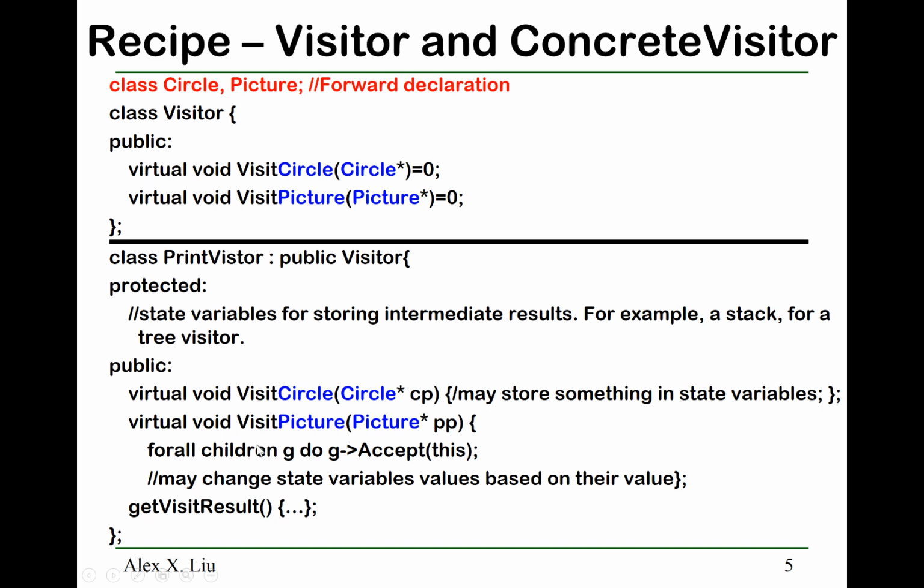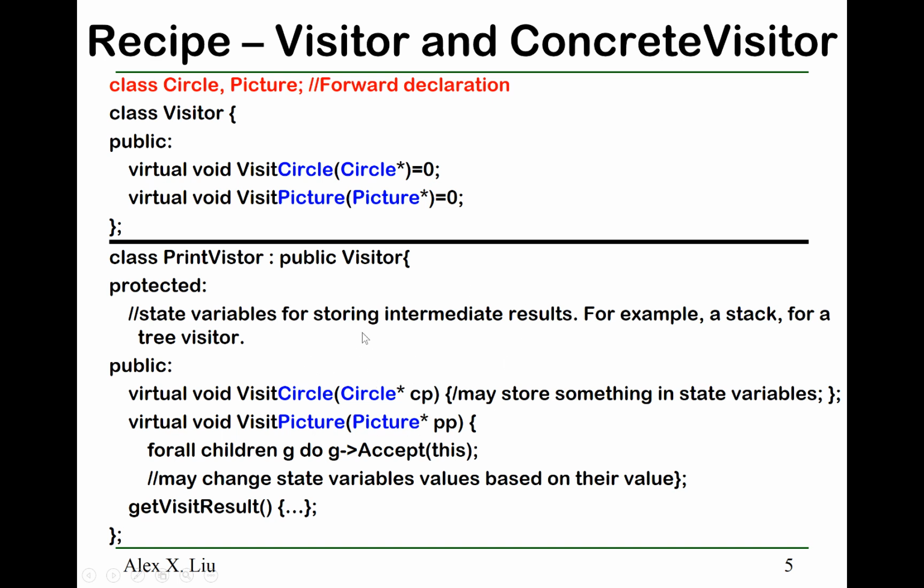And in this virtual void visit picture, with the picture pointer as the parameter, we implement the printing operation for the picture class. Because the picture class is a composite class, which means that it has children. So we often need to go through all its children and ask each child to accept the current print visitor. Here, this is the address of the current print visitor object.